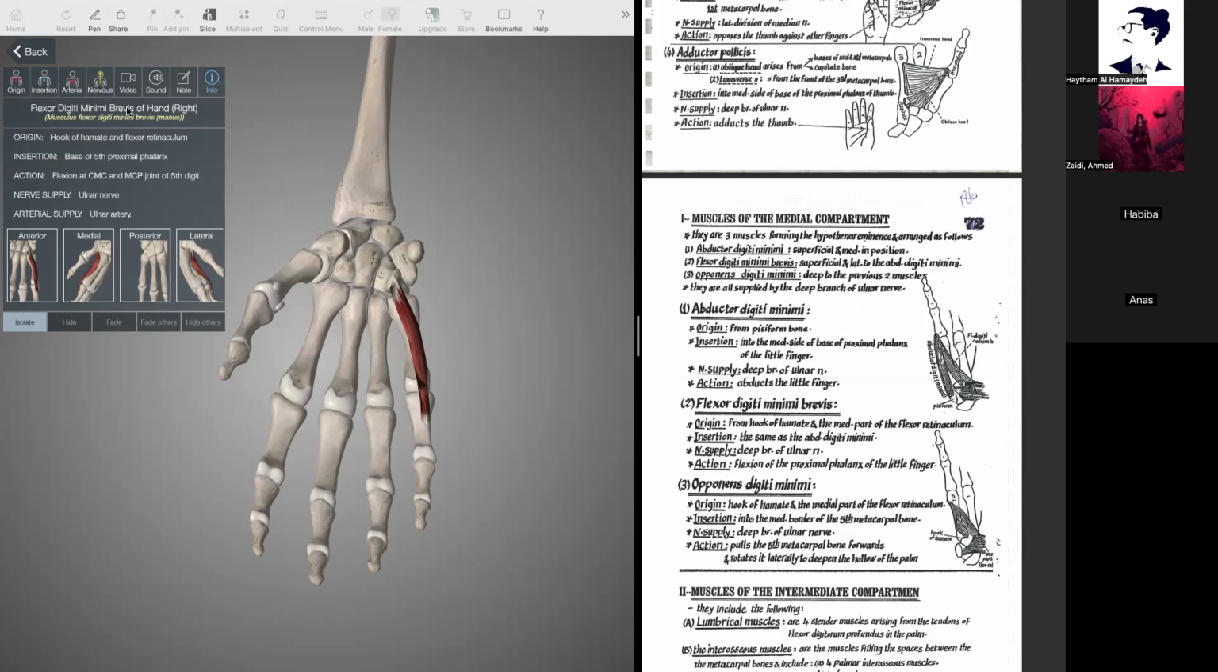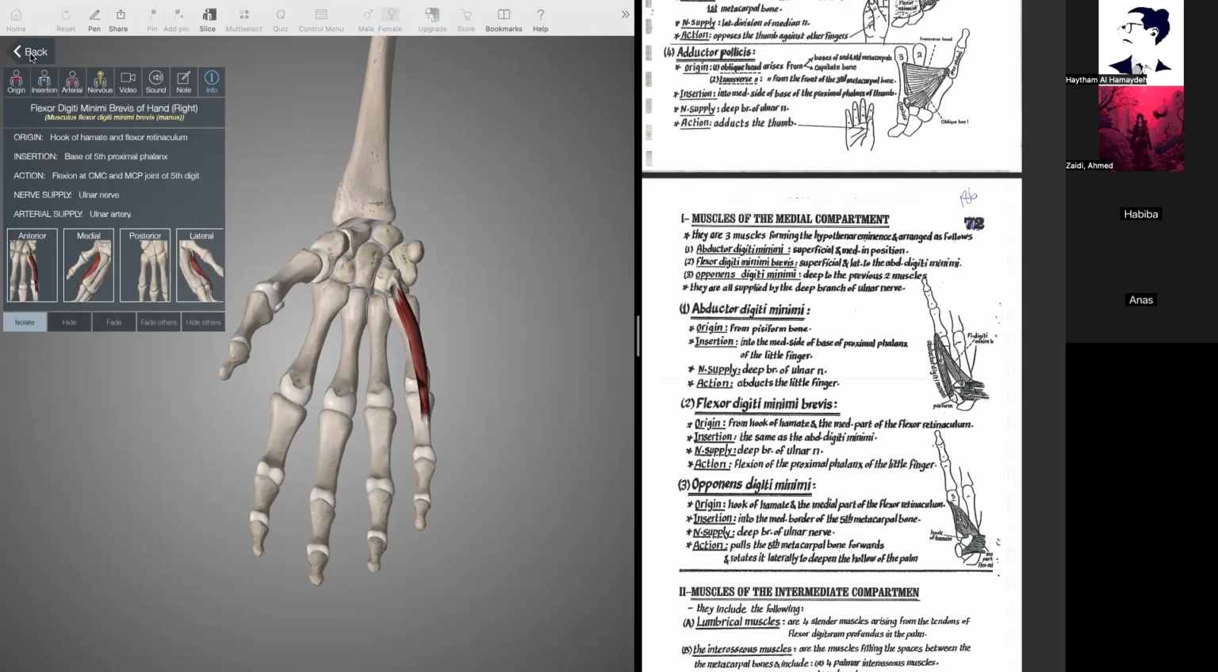Now, you might be wondering, we have a brevis, do we have a flexor digiti minimi longus? Flexor digiti minimi longus is a rare muscle. Sometimes present, sometimes not. It's an extra muscle.